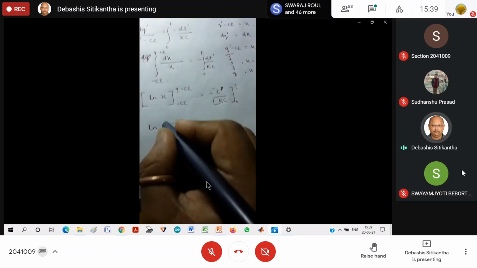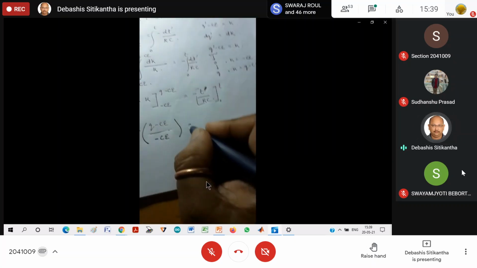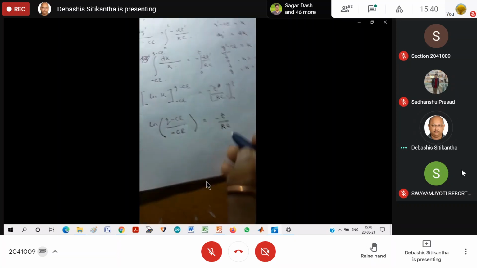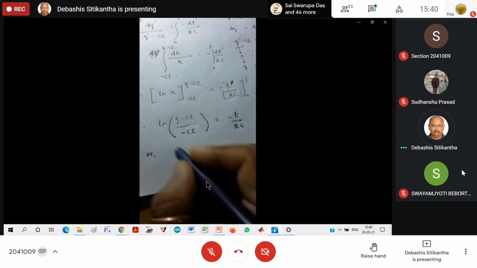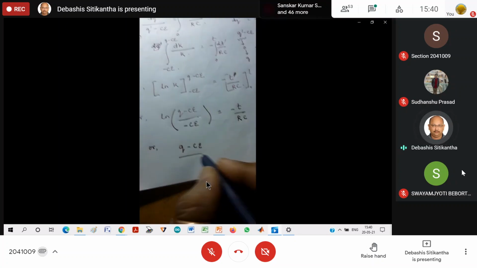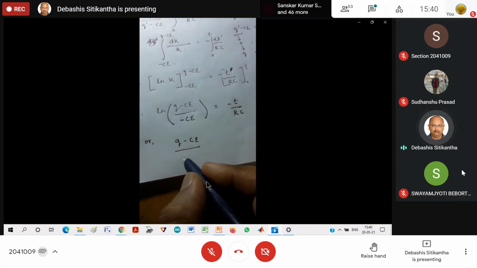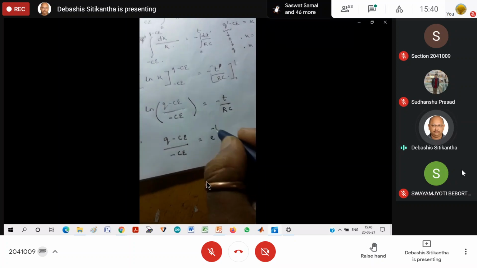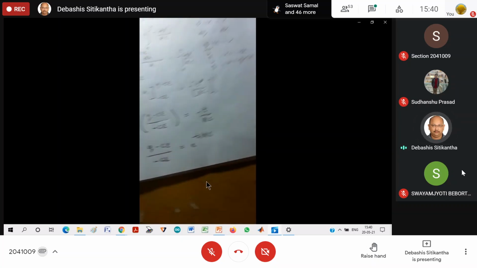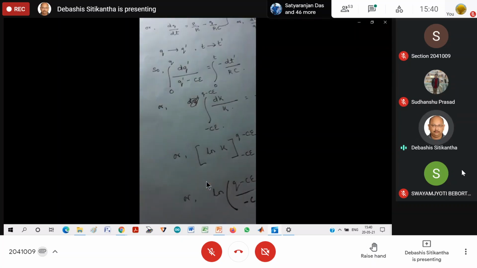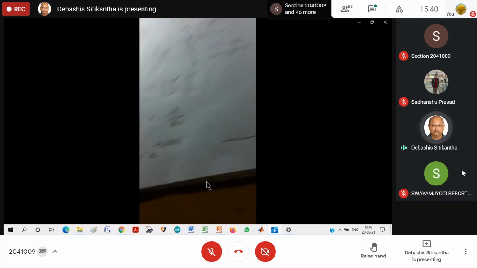Or ln of Q minus CE by minus CE is equal to minus T by RC. Taking the antilog, I will write it as Q minus CE by minus CE is equal to e to the power minus T by RC. Let us say this is equation number 5. Now let us continue to the next page.